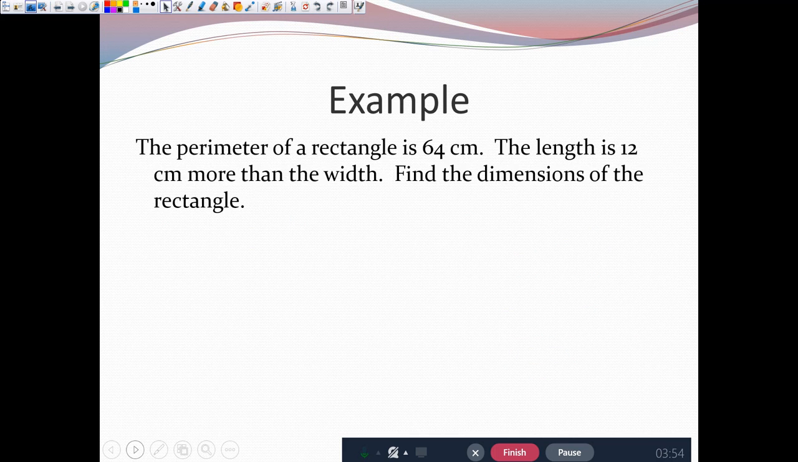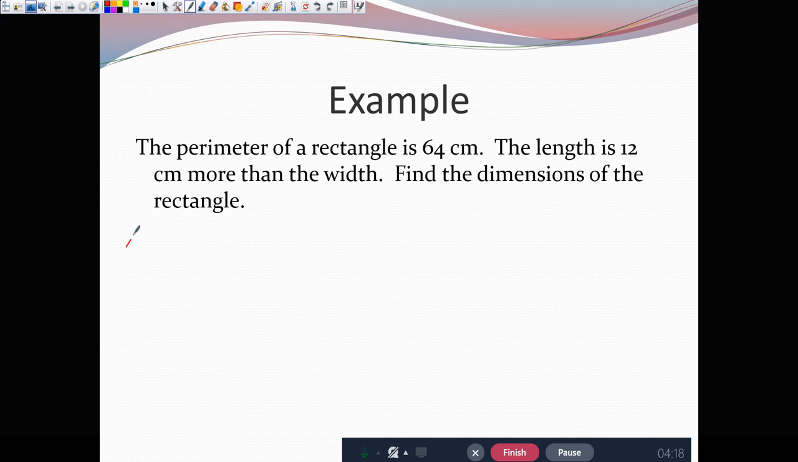So let's look at the next one. The perimeter of a rectangle is 64 centimeters. The length is 12 centimeters more than the width. Find the dimensions of the rectangle. So I'm looking for my variable. I'm looking for the dimensions, right? But there's more than one set of dimensions. There's width and length. So I'm looking for my width and my length.